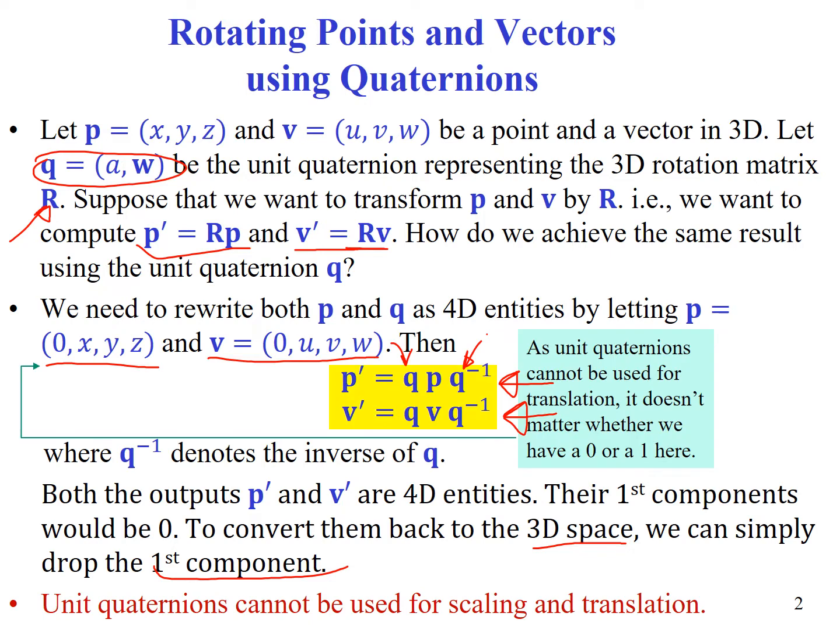Now, we could have put 1 instead of the 0 here because it will have the same effect, since quaternions cannot be used for scaling or translation. So remember, quaternions cannot be used for scaling or translation.